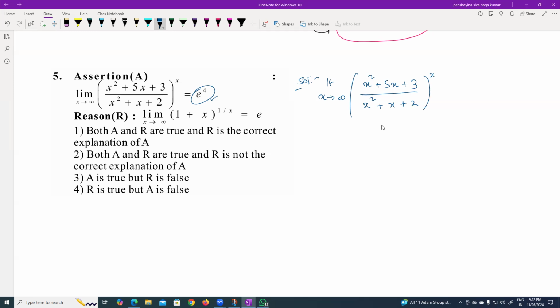Okay, and how does it look? If you apply the limiting concept, that means instead of x, if you replace with infinity, we will get 1 power infinity in this problem. So after getting this 1 power infinity, actually the procedure was, we know this model.